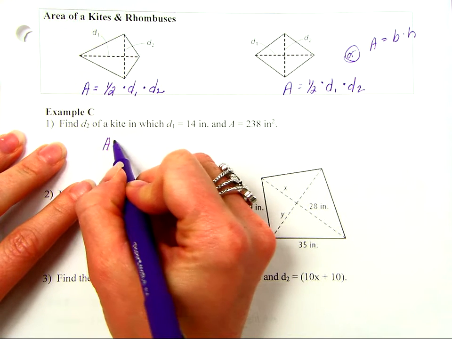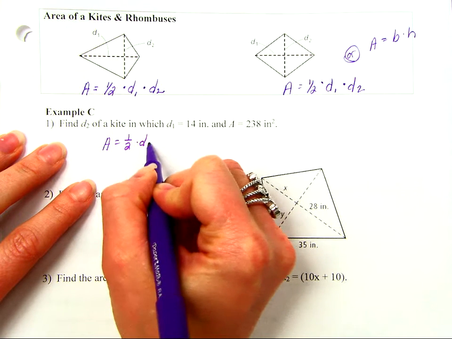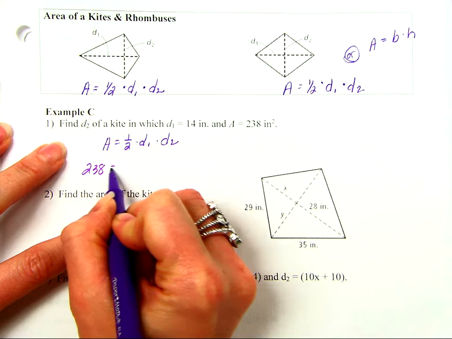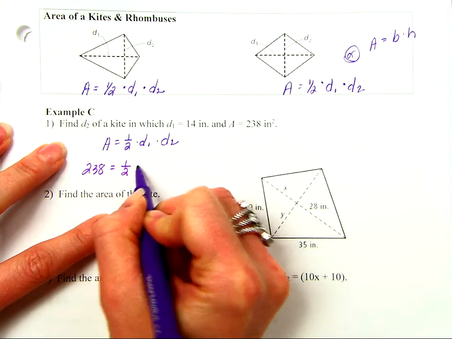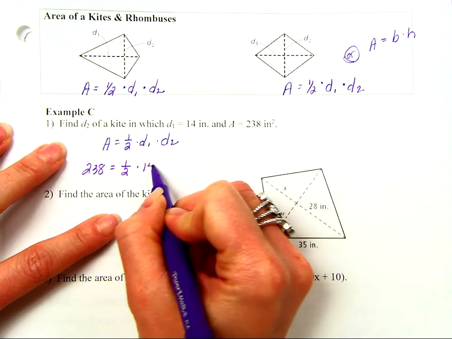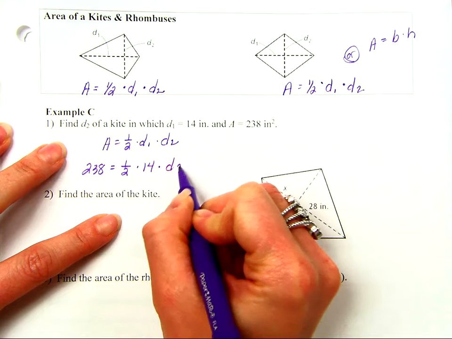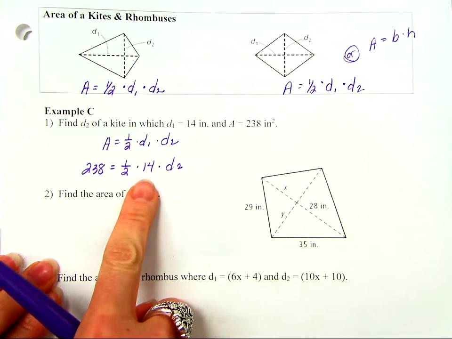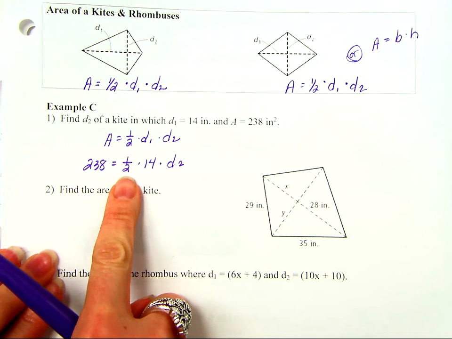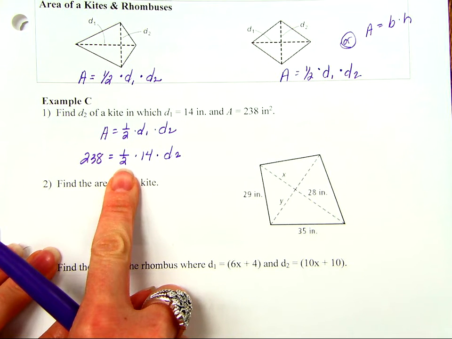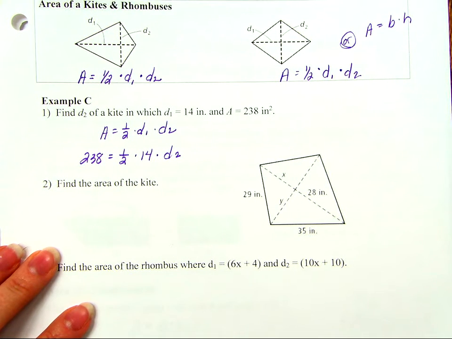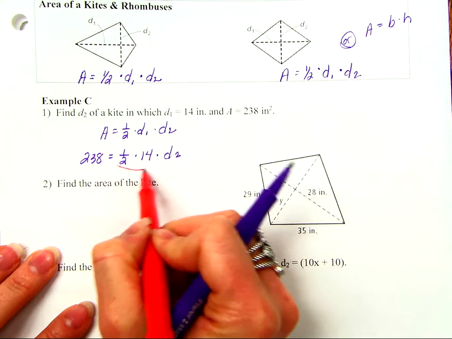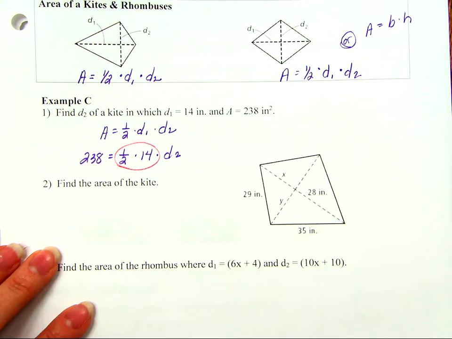We're thinking about our formula, and again, in this case, we're just working backwards to solve. My area is 238. My diagonal 1 is 14, and I'm looking for diagonal 2. Now, in previous examples, I have shown you solving to get rid of your fraction first, and I certainly could multiply both sides by 2. But because this formula is set up strictly with multiplication, I could also think about doing a little bit of simplifying.